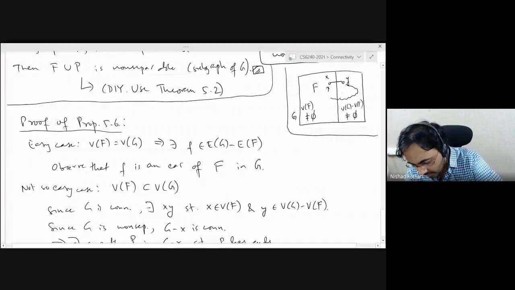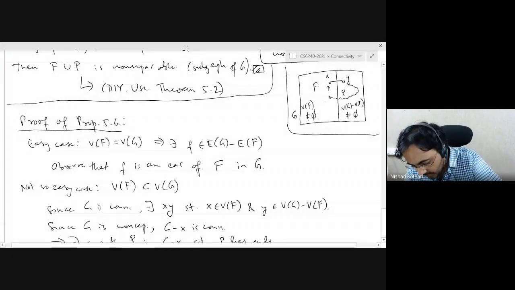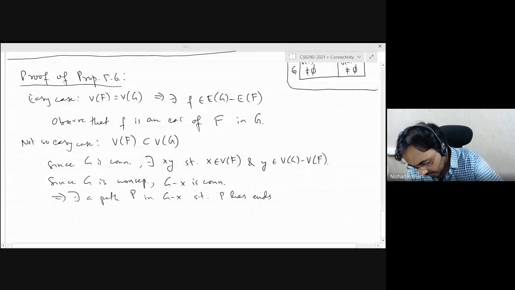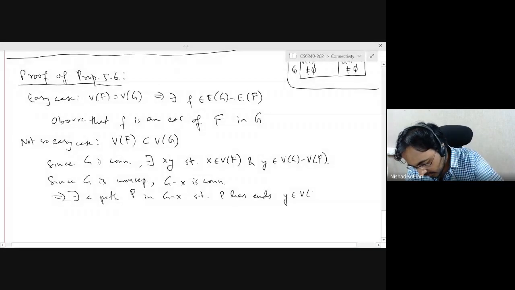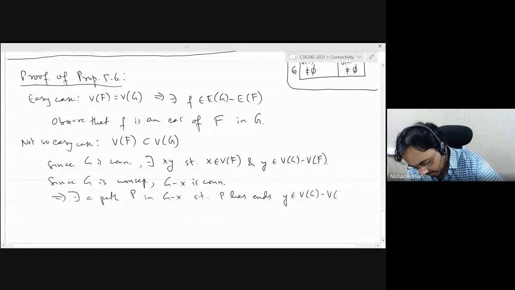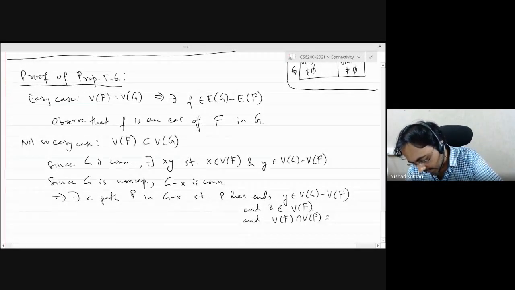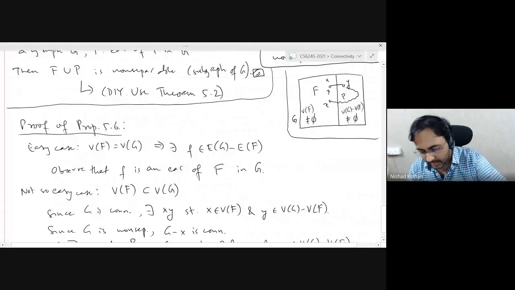and another end is going to be some z. P has ends y in the vertex set of G minus the vertex set of F, and z in the vertex set of F. And I can also ensure that the only vertex common to F and P is z. I will end the path as soon as I reach this side, so I will not keep extending the path.